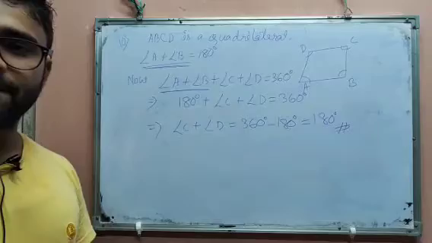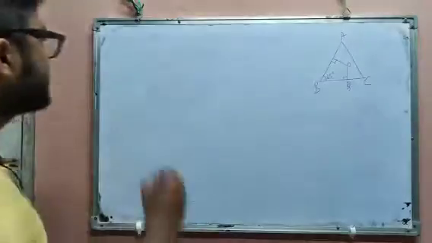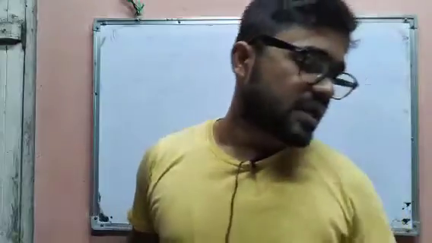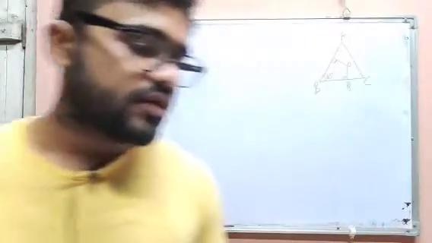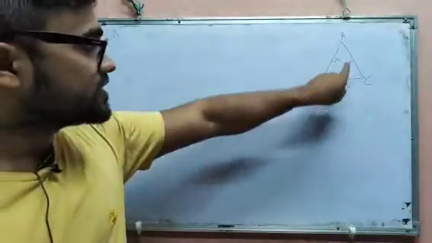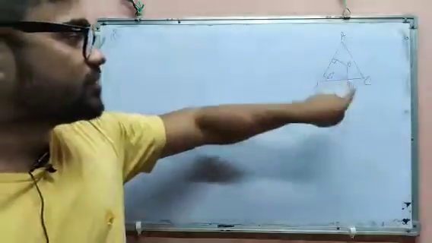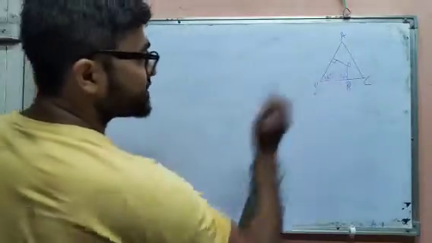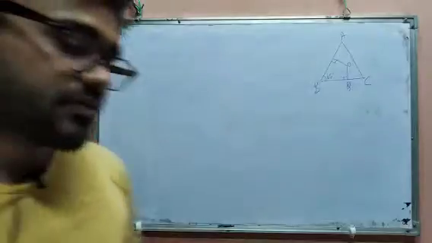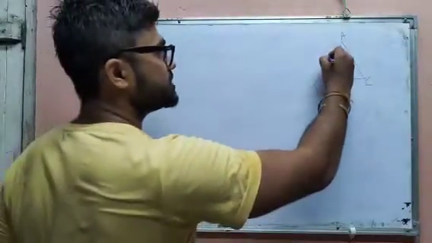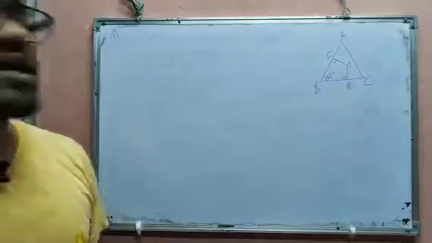So in question number 11, what is given? ABC is a triangle and O is a point in it, and OP and OQ are perpendicular. Since OP and OQ are perpendicular, these two angles become 90 degrees. And we are asked to find the value of angle POQ.